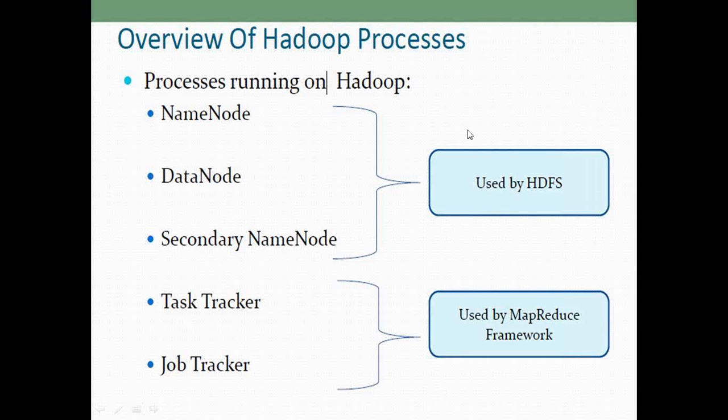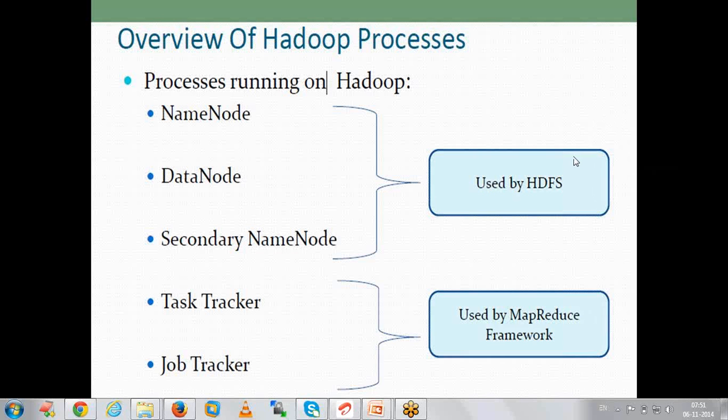No, Shaker. The DataNode will have only data. The NameNode will have only the metadata about all the DataNodes. Coming to the secondary NameNode, it is a kind of backup for the NameNode. Next slide, I will tell clearly about the NameNode, DataNode and secondary NameNode.